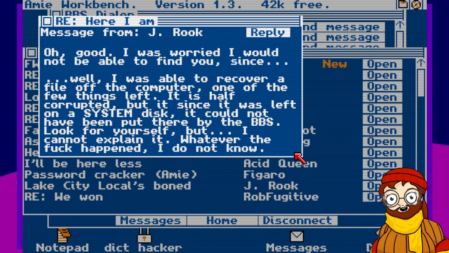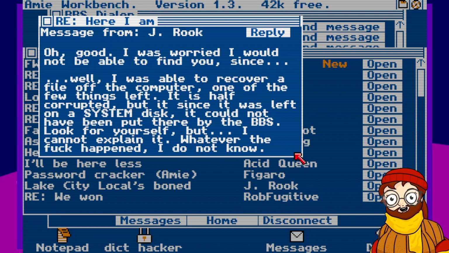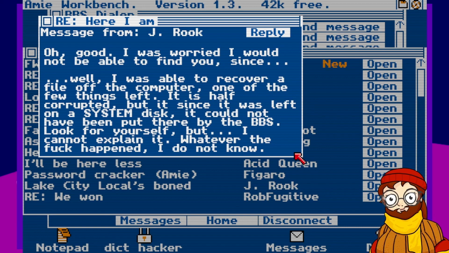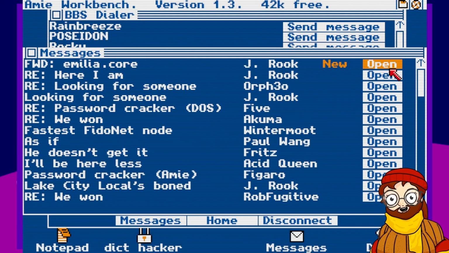I was worried I would not be able to find you since, well, I was able to recover a file off the computer. One of the few things left. It is half corrupted, but since it was left on a system disk, it could not have been put there by the BBS. Look for yourself, but I cannot explain it. Whatever the fuck happened, I do not know.